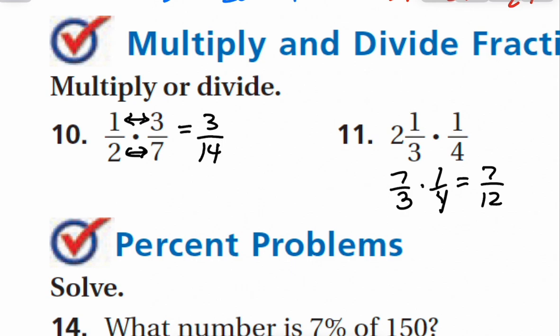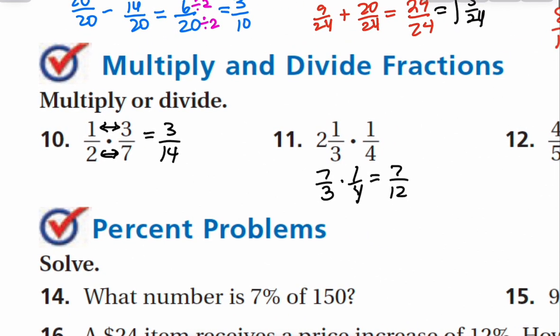You can cancel sometimes, but you can wait and cancel at the very end. 7 and 12 have nothing in common. You're done. Okay? Everybody good with 10 and 11? Now, multiplication is different than division. Slightly different extra rule in division.